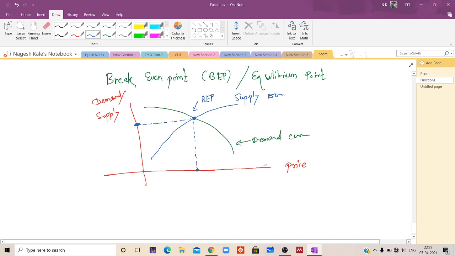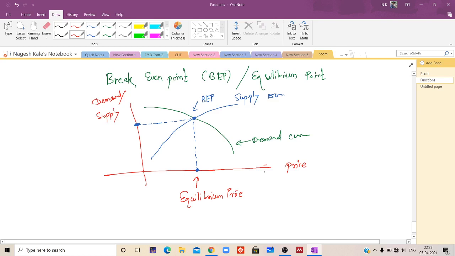So this is the point at which, at this price, equilibrium has occurred, right? So I can tell that this is the equilibrium price. A price at which equilibrium occurs in the market is called an equilibrium price. Okay, so let me repeat my ideas.